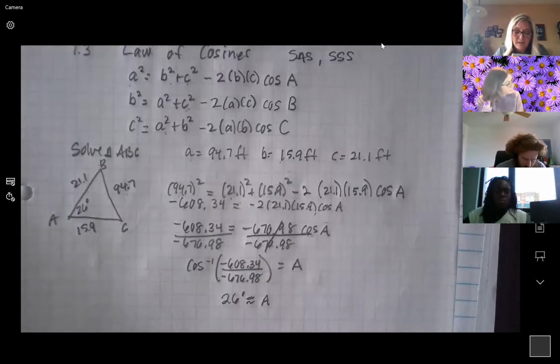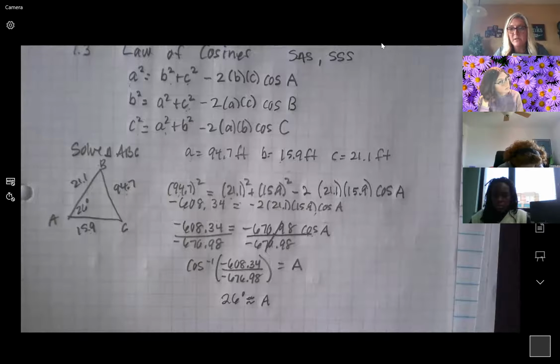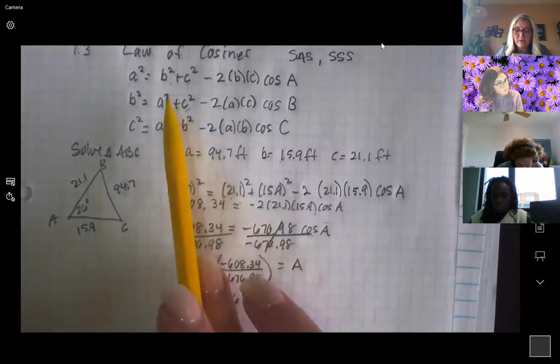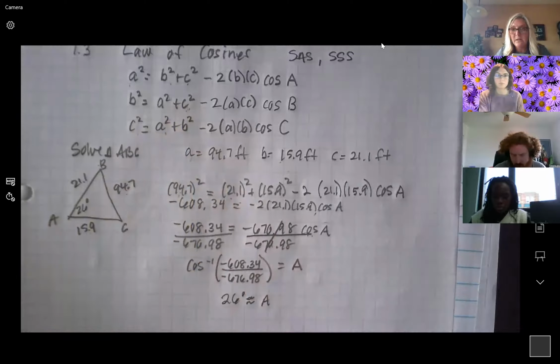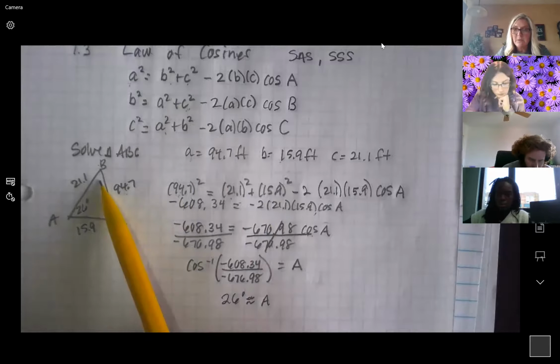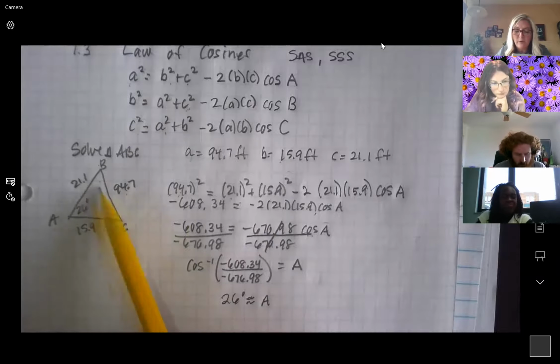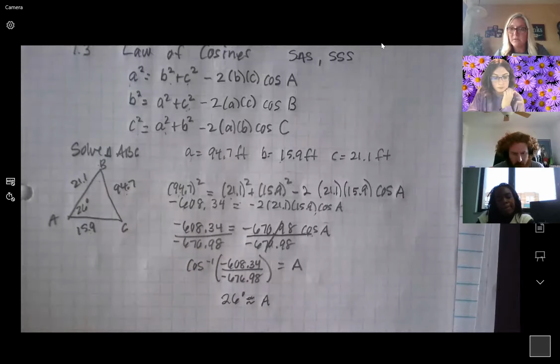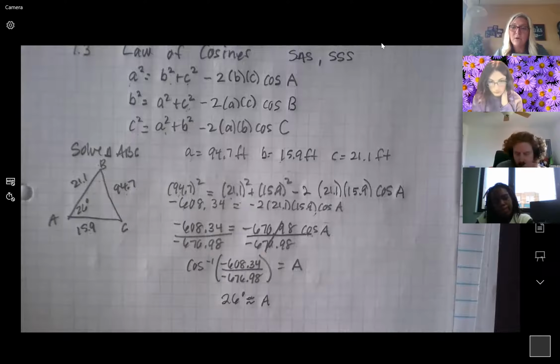Now I have to find either B or C. I'm not going to go through that with you because it's time consuming, but I would just do either one of these two. I have everything I need. Maybe I will do B. Once I find B, I can just subtract from 180 and find what angle C is, and you've solved the triangle. Do you have a question on that?